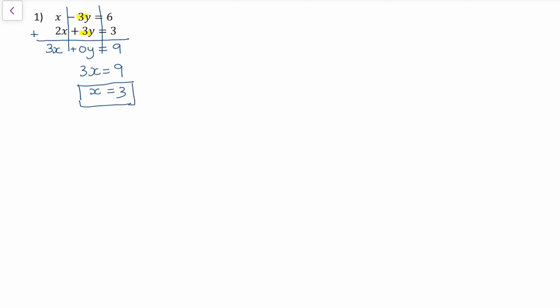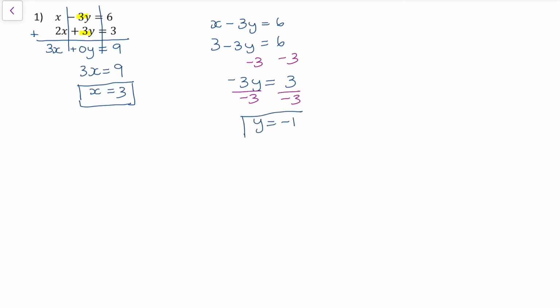That is essentially those first 2 steps we did in substitution. Right? I've already got my x is 3. My step 3 and 4 are the same. I'm going to substitute x equals 3 into one of my equations. In order to solve for y, I'm going to subtract 3, and I get minus 3y equals 3. And then I'm going to divide by a negative 3, and I get y equals negative 1.